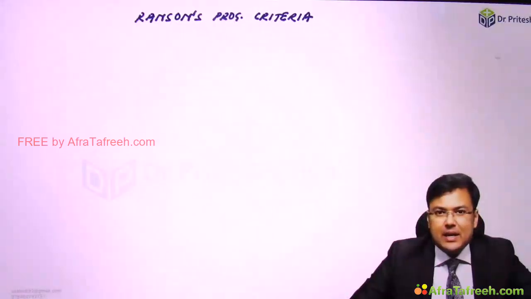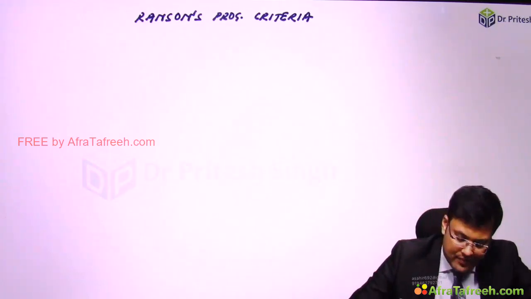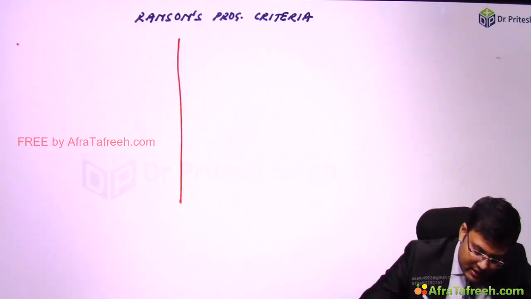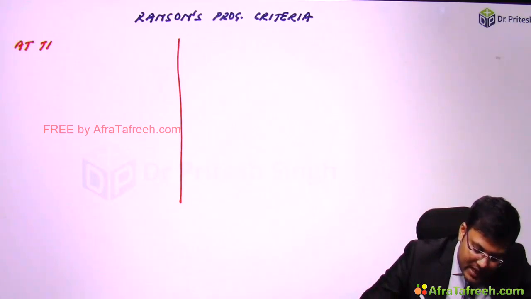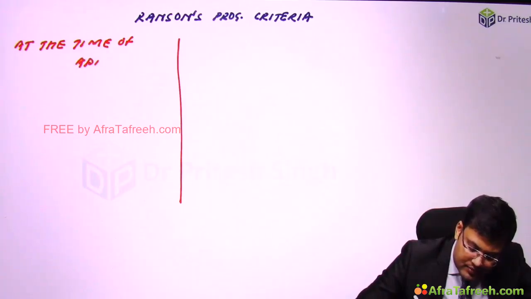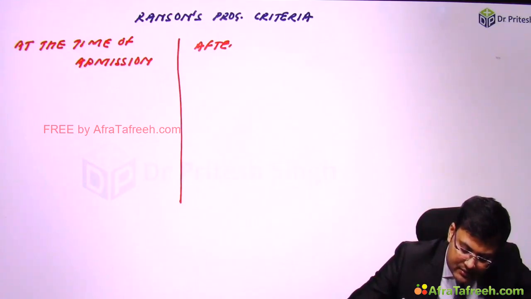Ranson's prognostic criteria. There are 2 criteria. One is for gallstone-induced pancreatitis and second is for non-gallstone-induced pancreatitis. Which one is frequently asked in exam? It's the non-gallstone-induced pancreatitis. So see, there are 2 sets of parameters. One assessed at the time of admission, and second after 48 hours.